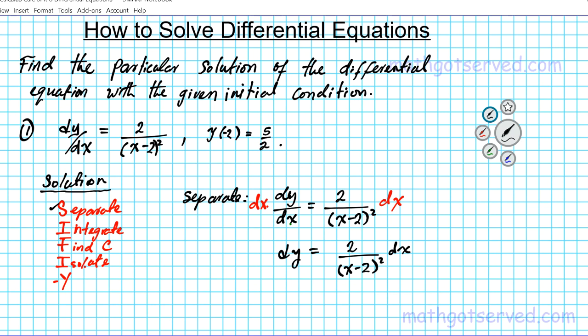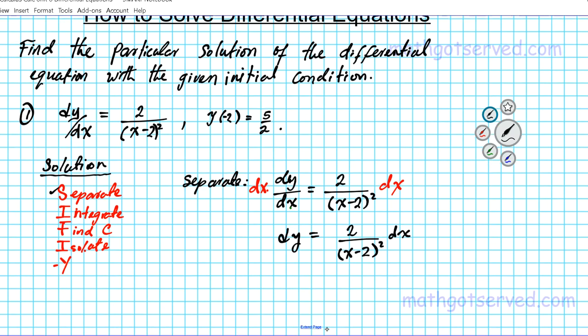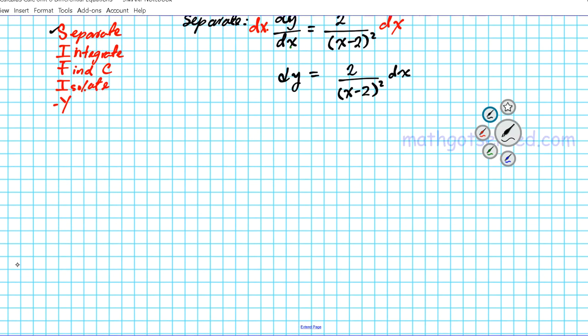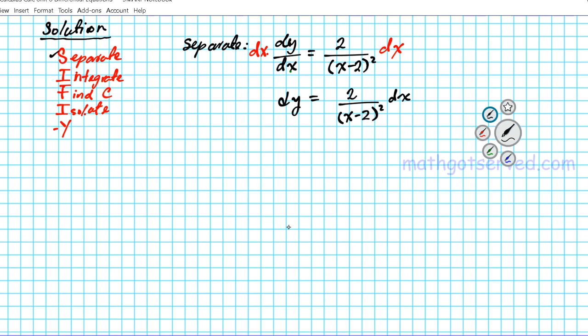What's the goal of integration? Well, it helps us to get rid of the dy and the dx components. So now we're going to integrate dy. Imagine there's a coefficient here which is 1. So integrating 1 with respect to y, and then we can factor out this 2 times the integral of 1 over (x minus 2) squared dx.